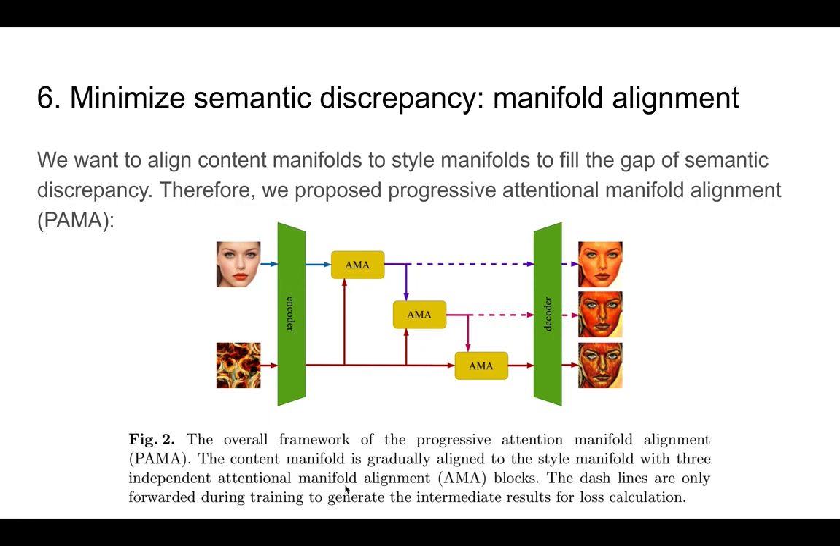And this is the overall structure of the proposed progressive attentional manifold alignment. It consists of 3 manifold alignment stages. The content branch feature and style feature are fed into an attentional manifold alignment block for stylization. And in different stages, we use content loss of different weights. The weight of the content loss gradually decreases to allow more style patterns. You can see here clearly. So this is the overall structure.